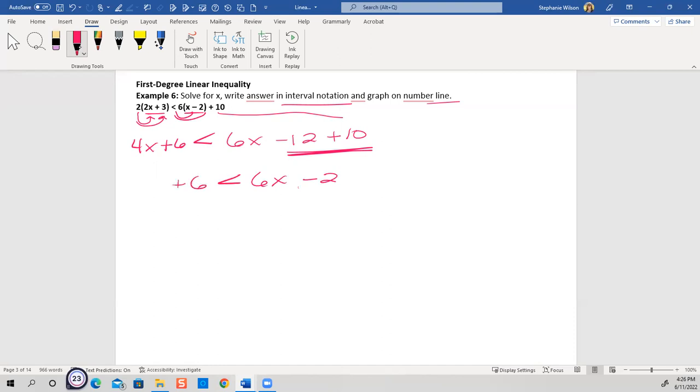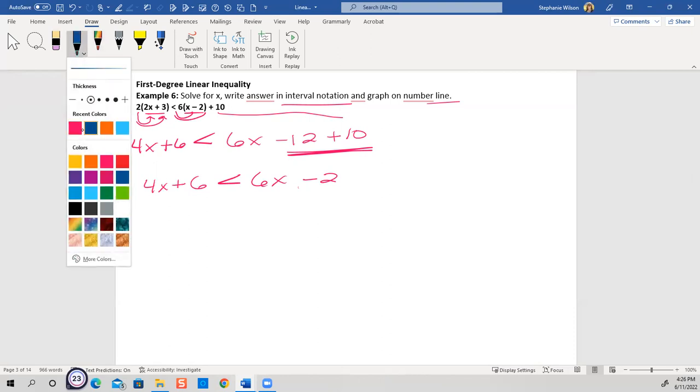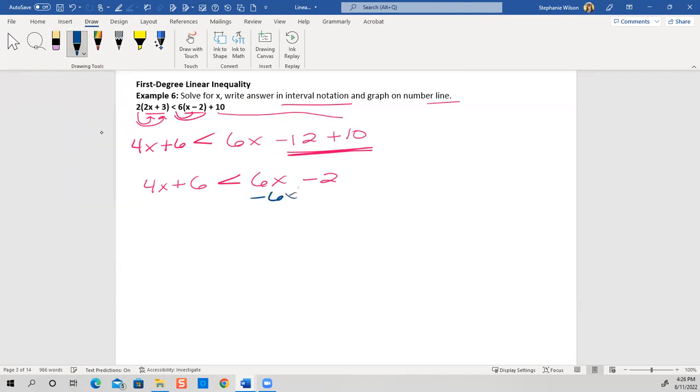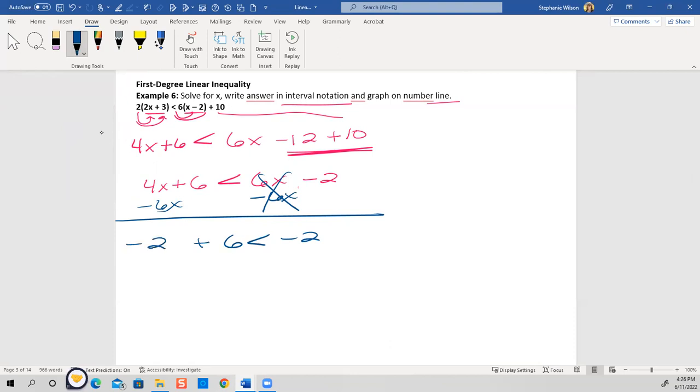All right. So now let's get all the variable terms on one side. I like to read left to right, and I noticed this 6x on the side here, it's positive. So let's subtract it. It makes it go to 0. That's what I wanted. Now I got 4x minus 6x gives me a negative 2x.